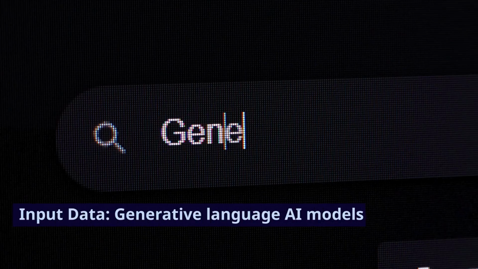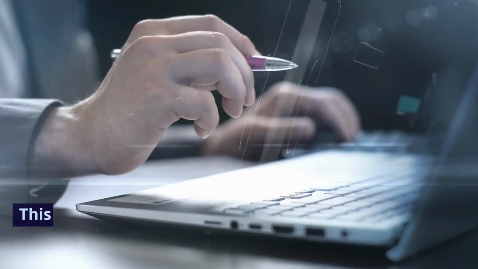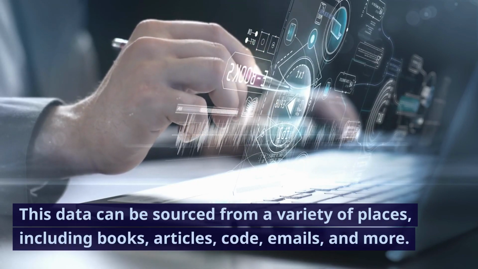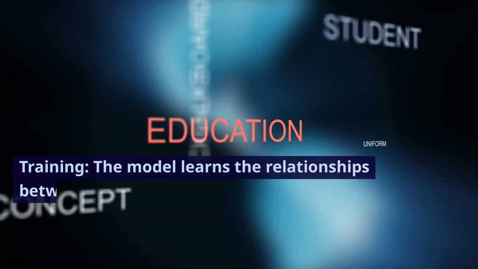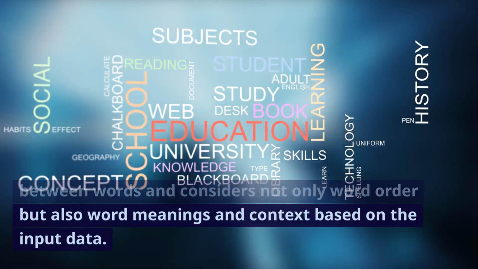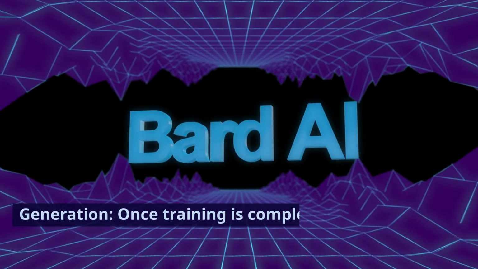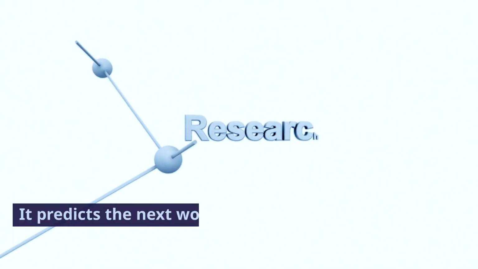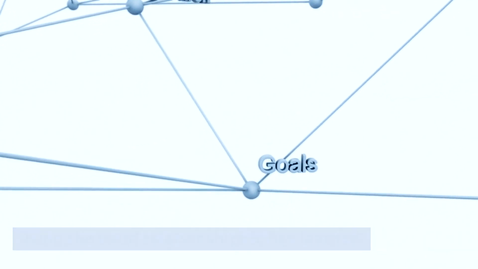Input data. Generative language AI models are trained on a large volume of text data. This data can be sourced from a variety of places, including books, articles, code, emails, and more. Training. The model learns the relationships between words and considers not only word order but also word meanings and context based on the input data. Generation. Once training is complete, the model can generate new text. It predicts the next word based on the input text, using the word relationships it has learned.